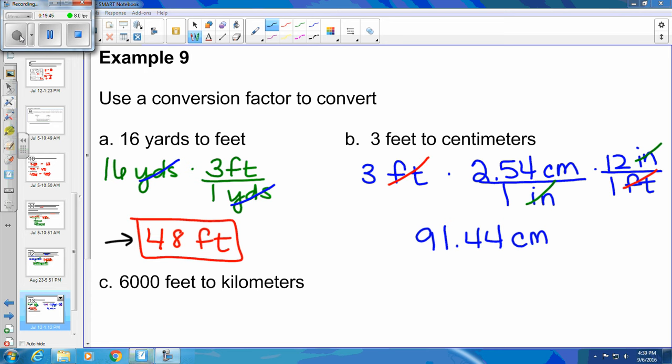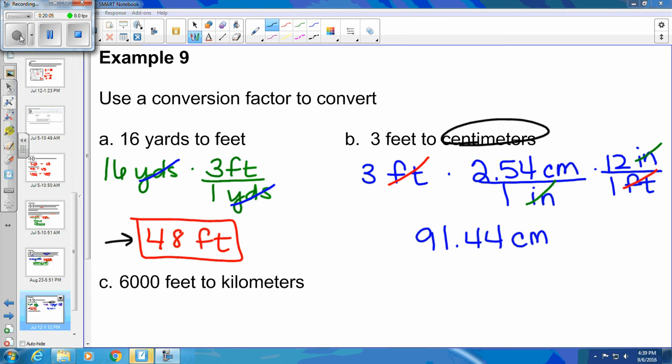Now the next one had 2 tricks in it, but I wanted to see if you guys could do this. I'm converting 3 feet into centimeters. Centimeters is my new unit, so it's got to go in the numerator. Now you have to use your reference sheet here. 2.54 centimeters are in 1 inch. That's the only thing we're given.